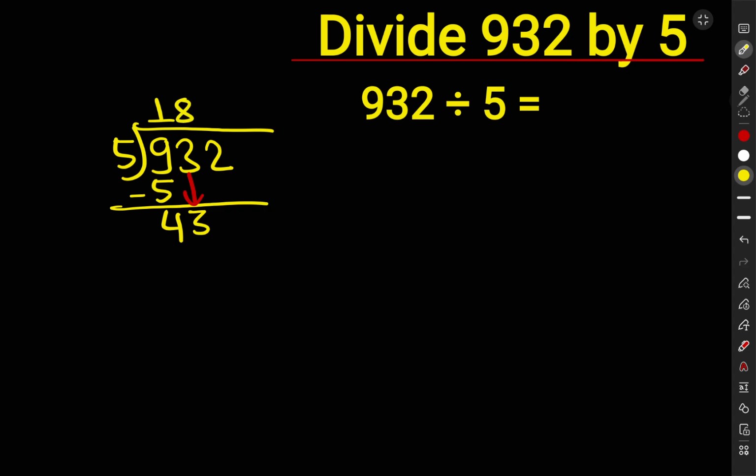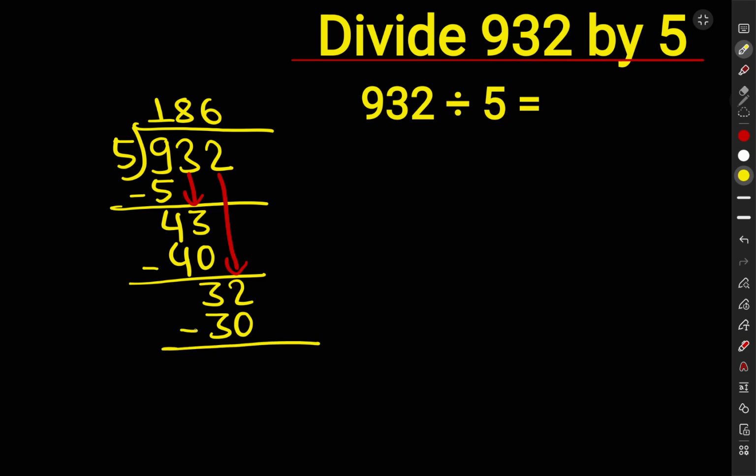5 times 8 is 40. On subtracting we get 3. So again we put down these 2 and it is 32. 5 times 6 is 30. On subtracting we get 2.